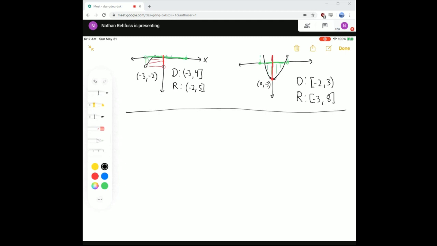In general, range is harder to find than domain is, actually. That's the general truth of it. So for some of these, I'm just going to ask for the domain and not the range. But not this first one.